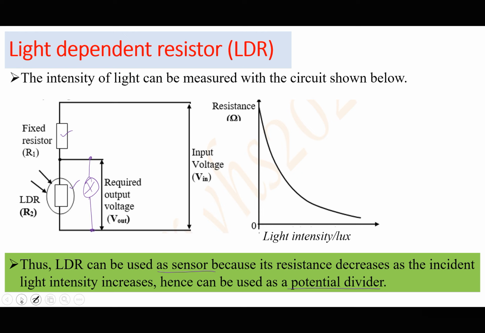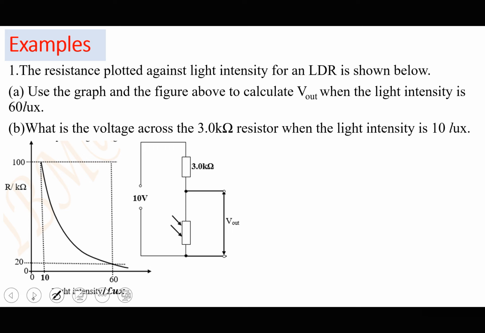Example. The resistance plotted against the light intensity for an LDR is shown below. Use the graph and the figure above to calculate V out when the light intensity is 60 lux. What is the voltage across the 3 kilo ohm resistor when the light intensity is 10 lux? Remember, these are going to operate the same way we consider potential dividers. So this should not be something confusing.